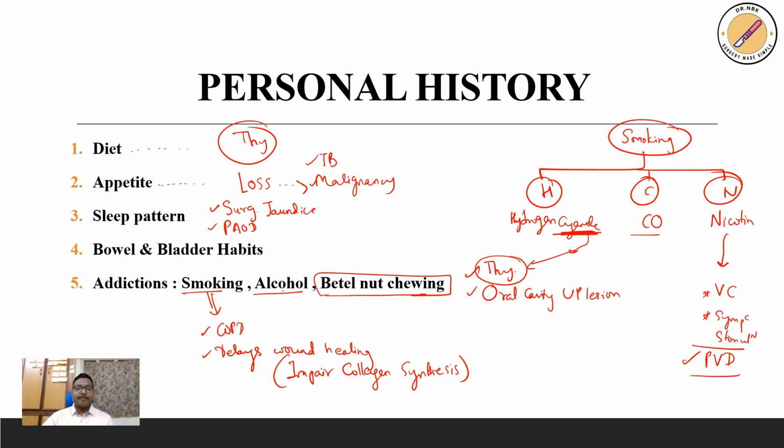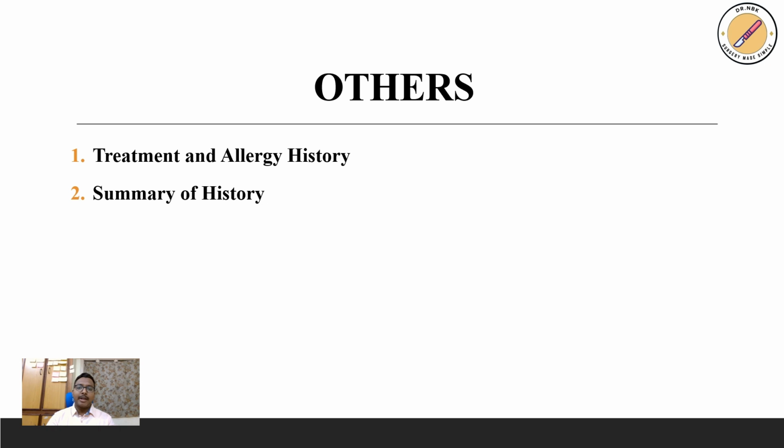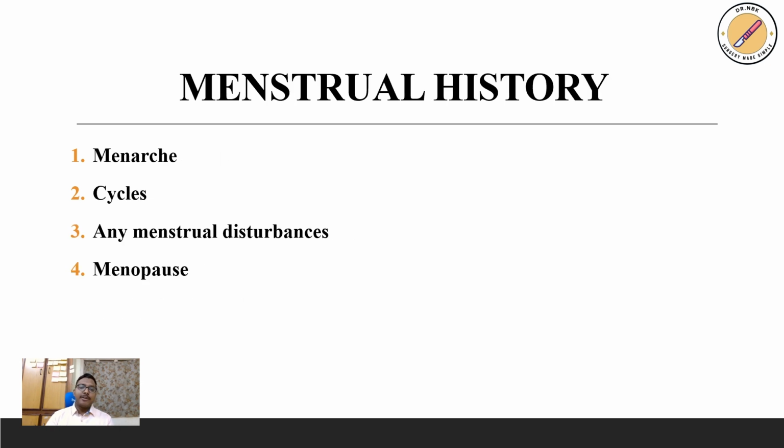Okay, right. Next. After personal history, there are certain things which, if relevant, and if the patient is female, we will ask and need to document. One is menstrual history, marital history. Menstrual history is more important in case of thyroid swelling and breast lump. So these are the basic things we will be asking: age at menarche, how many cycles per month, any menstrual disturbances, and if the patient is an elderly lady, we need to ask about menopause, etc.